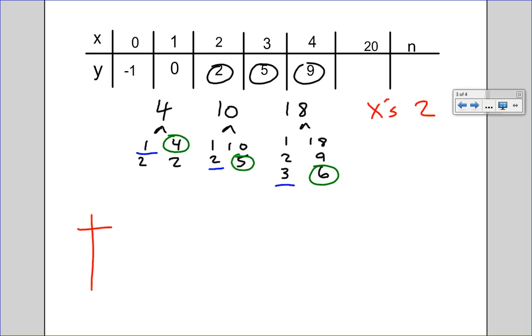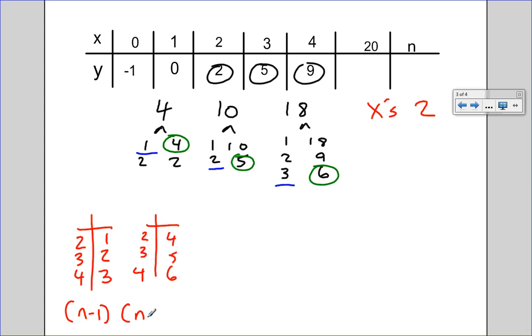So now we're going to go ahead and make our tables like we did before, and realize that once again we start with 2, 3, and 4 on x. So 1, 2, 3 is my first pattern. 4, 5, 6 is my second pattern. So this is going to be n minus 1, and this is going to be n plus 2. And so we're going to take those. And the only new step here now is because I multiplied by 2 at the beginning, I now need to go ahead and divide by 2.